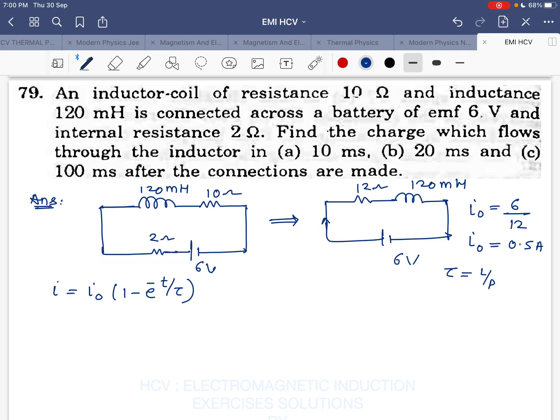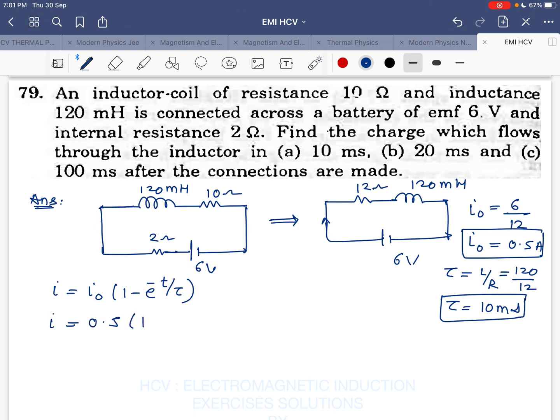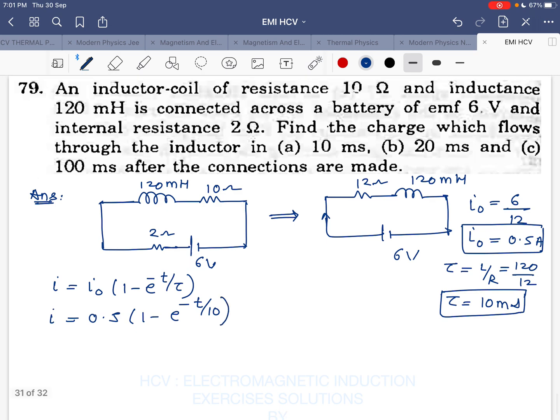The time constant of the circuit is L by R. So it will be 120 millihenry upon 12 ohm. That comes out to be 10 millisecond. So as the steady current after a long time and the time constant of the circuit are known to us, I can substitute here. So I would be equal to 0.5 in bracket 1 minus e raised to minus t by tau, which is 10 in millisecond. So I will substitute t also in milliseconds.